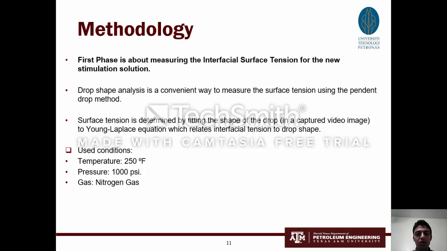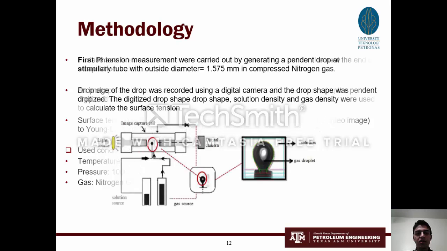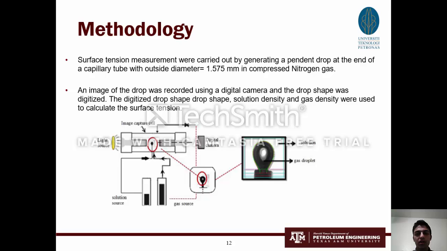shape. We have used specific conditions, which are temperature 250 Fahrenheit, pressure 1000 psi, and the gas is nitrogen gas. Surface tension measurements were carried out by generating a bend and drop at the end of a capillary tube, which they call a needle, which has an outside diameter equal to 1.575 mm, in compressed nitrogen gas.